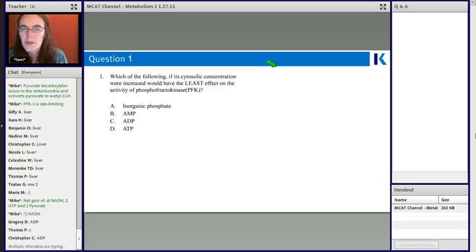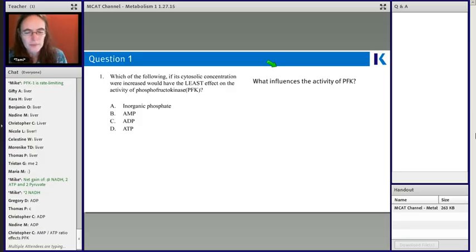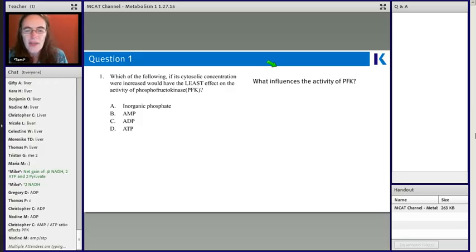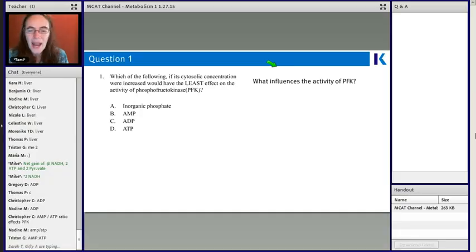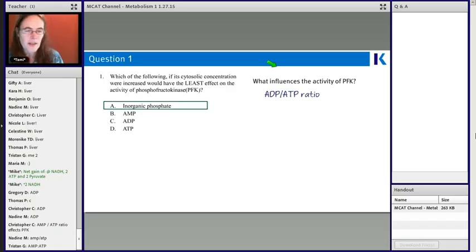So 3 of these will definitely have an effect, 1 will not. And what affects that? Go back and look at that slide. It's a specific ratio. What ratio? Yeah, the AMP to ATP. AMP goes to ADP before it becomes ATP, so it's mono, di, and tri. So all 3 of those would absolutely affect the PFK. Now, that means that the one that wouldn't is inorganic phosphate.